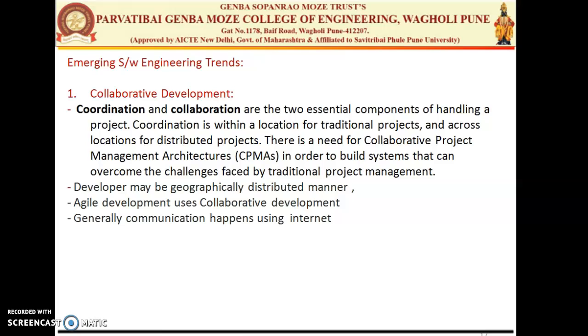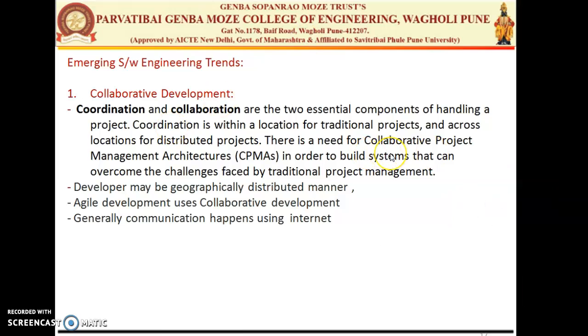So whenever we think about software development, with emerging tools nowadays in globalization, there is always collaborative development, with developers geographically distributed. Agile is one of the methodologies which uses collaborative development, and generally the communication happens using the internet. Why? Because they are geographically distributed, so there is a communication barrier. So the internet is one thing which is used for the communication.